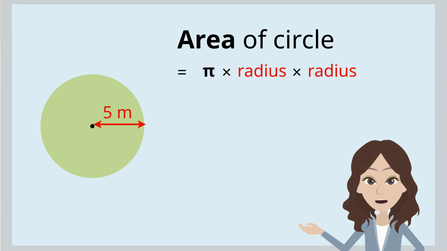Now that we have found the radius of the circle, we can find its area. What is the area of a circle with a radius of 5 meters? Pause and discuss with your friends.